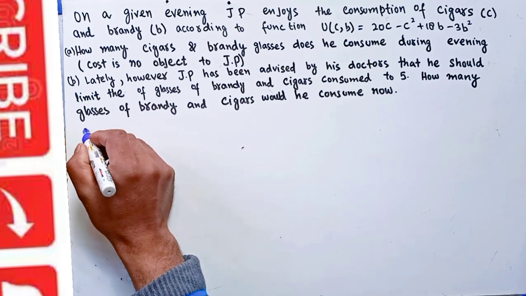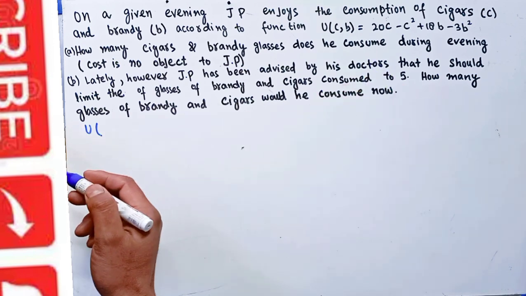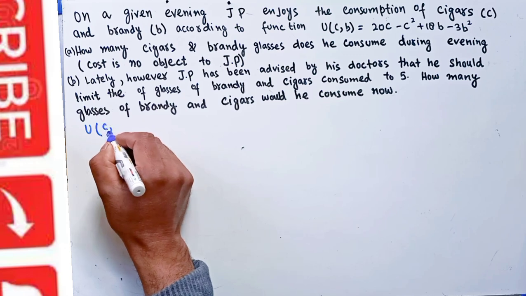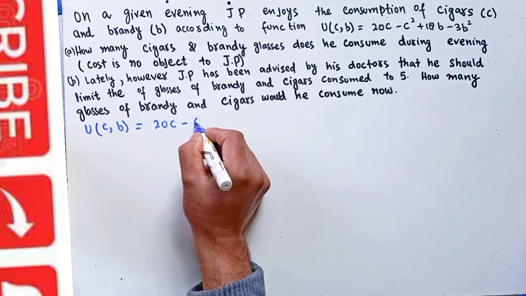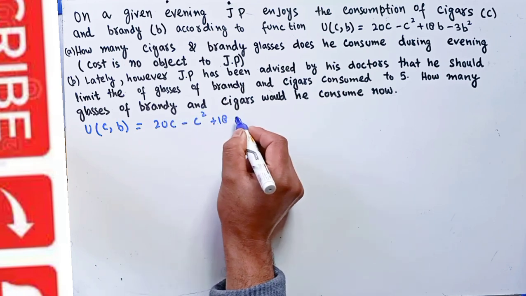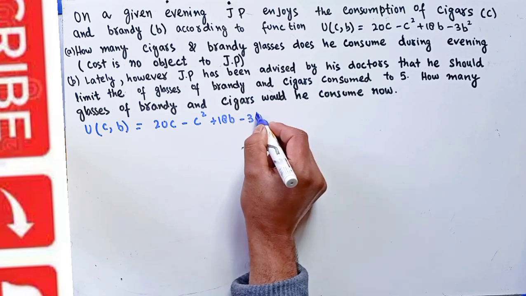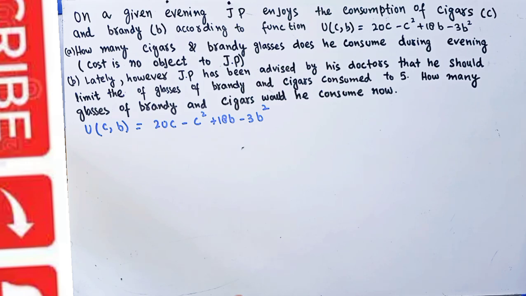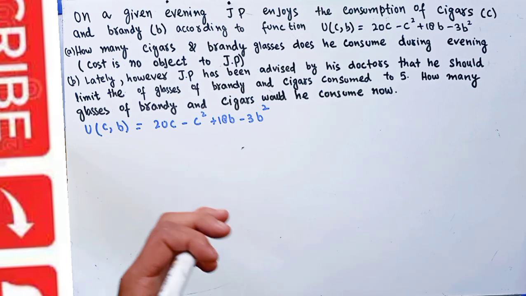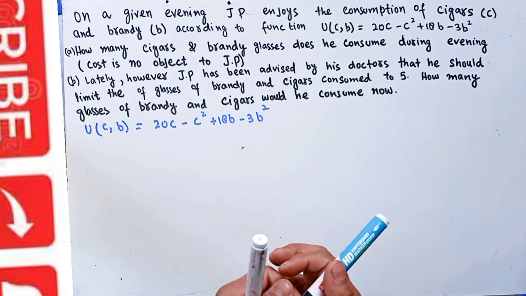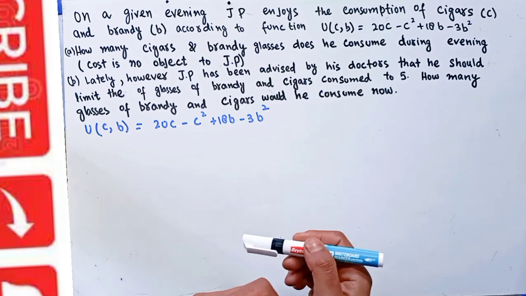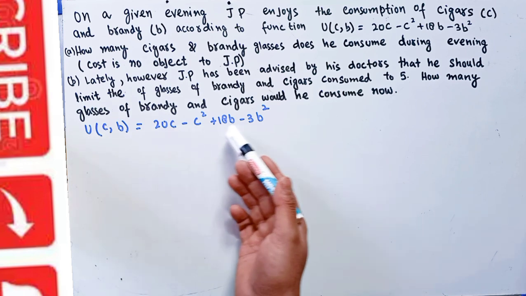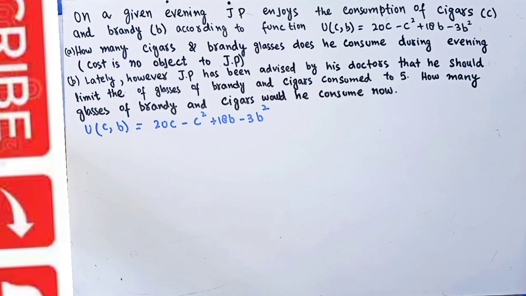We are being told that the utility JP will get from consuming cigars and brandy is given by 20C minus C square plus 18B minus 3B square. This is the utility function, and obviously JP will try to maximize his utility from the consumption of cigars and brandy, so this is a problem of maximization. He wants to maximize utility. So we have to maximize this function, which is in two variables, C and B.